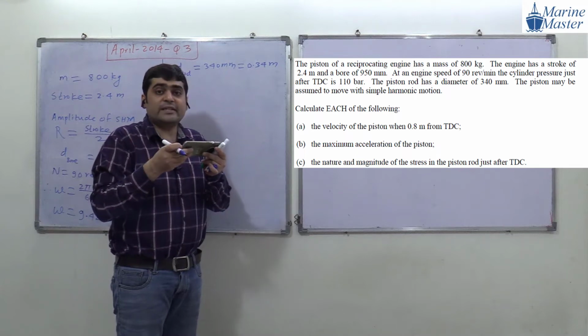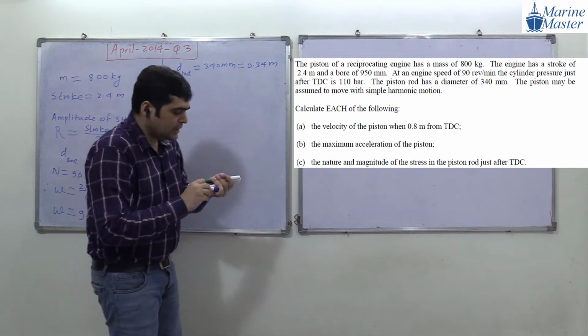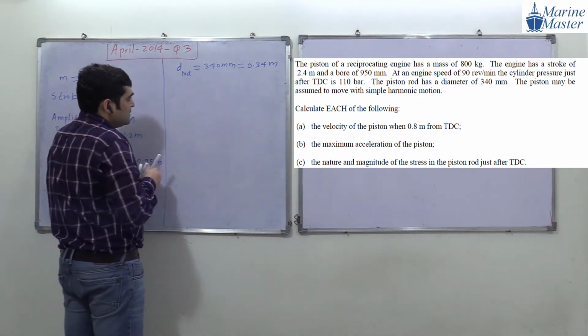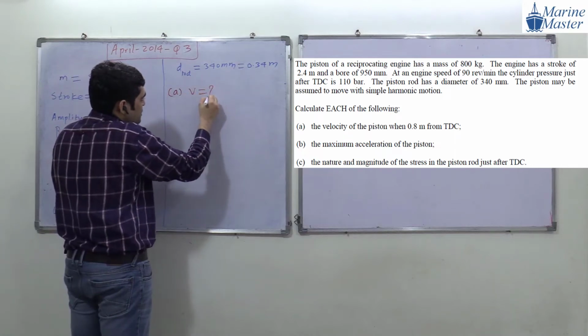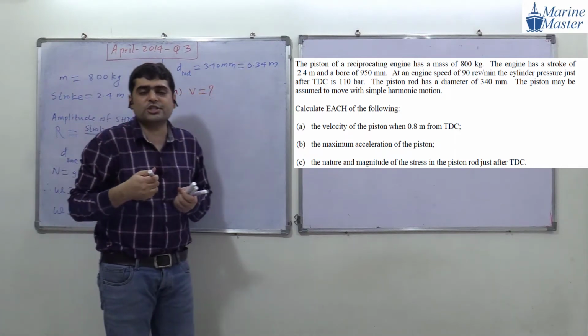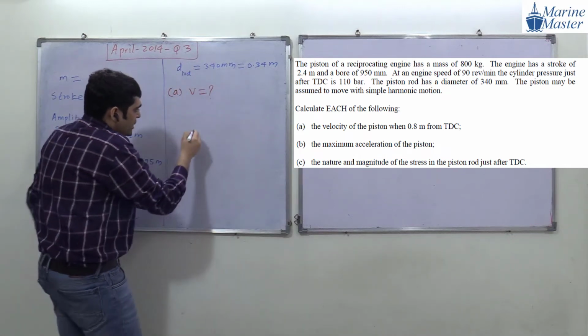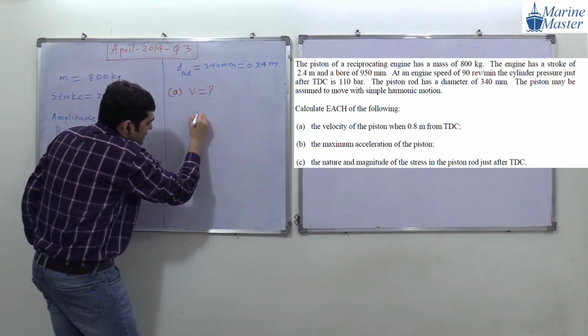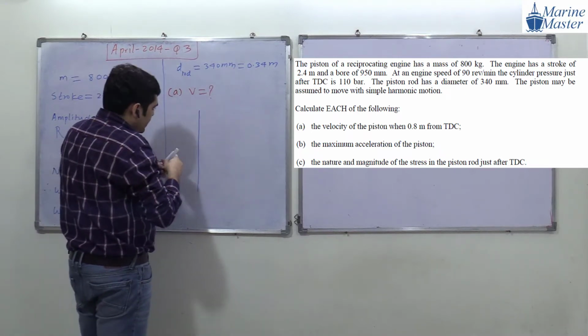Now what are they asking us in part A? What is our target? What we have to find out? The velocity of the piston when it is 0.8 meter from the TDC. Try to see this drawing. This drawing is very, very important to us. This line diagram is very, very important.